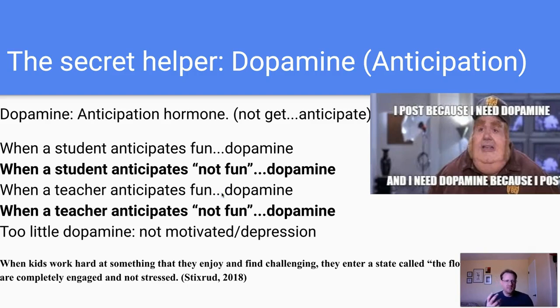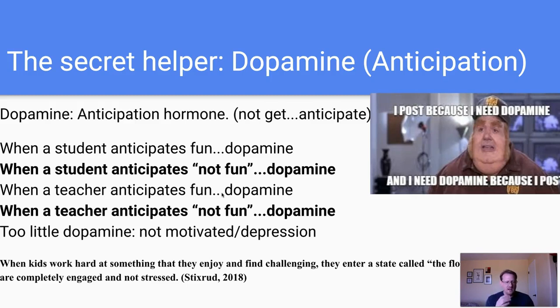So dopamine is the anticipation hormone. It's not the reward hormone. You don't get dopamine when you get something. You get dopamine when you anticipate something. So this is why it's so important that your students enjoy your class and that you enjoy teaching, or you make it fun or make it enjoyable for you.